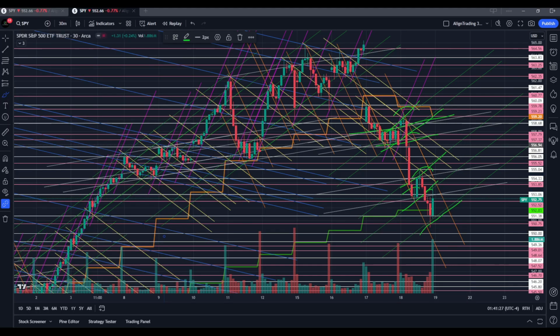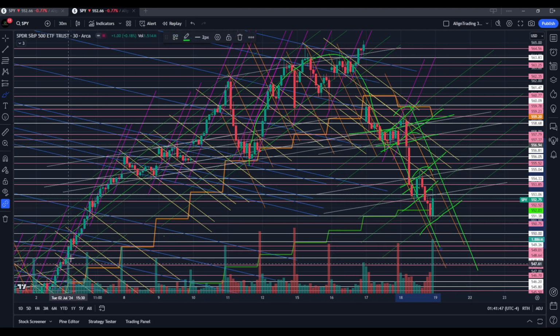Now what we also have is this inverse cup and handle that has been forming right here, and we've been looking at it for the past couple of days, right? We finally get this handle, and you can see that right here it forms that head and shoulder rejection, and we get that orange selling continuation right here.